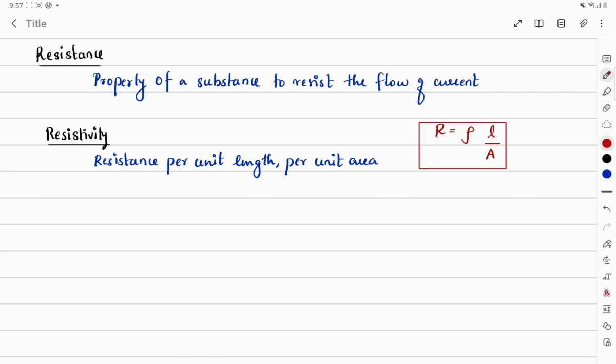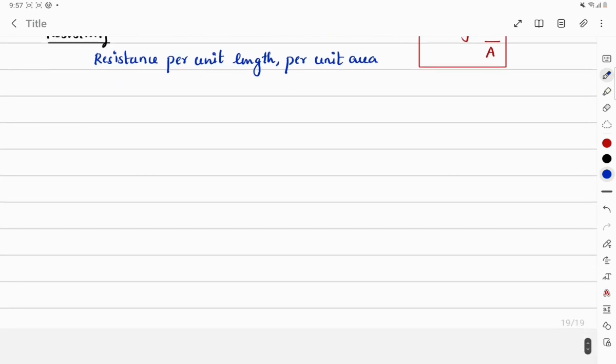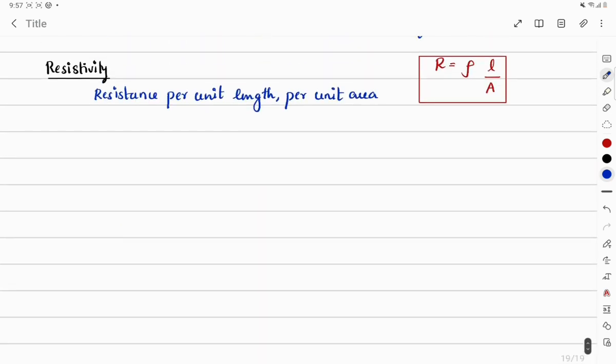When both your L and A, which is length and area, are unit, or equal to 1, in that case you get R equal to rho, which means the resistivity is the resistance when L and A are equal to 1. That's a simple case. Now what is of importance in this part is that we are going to learn about the reciprocal of resistance and the reciprocal of resistivity. So firstly we are going to study G, or conductance.